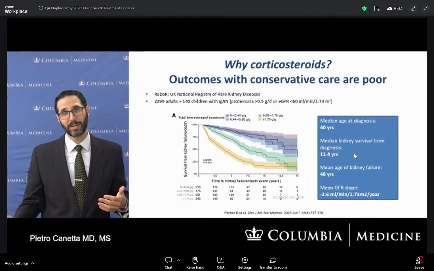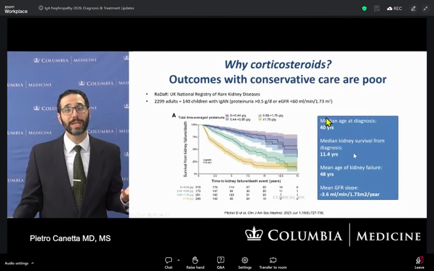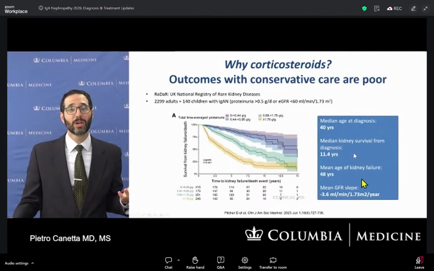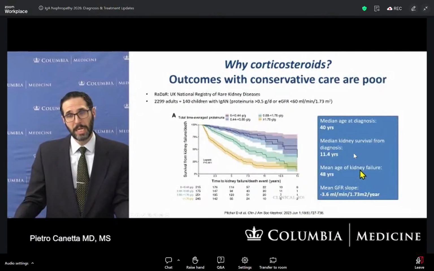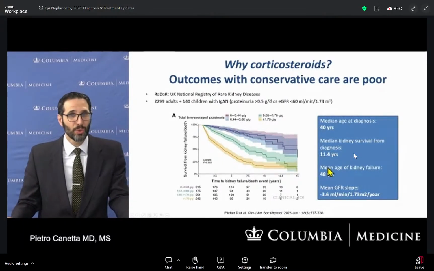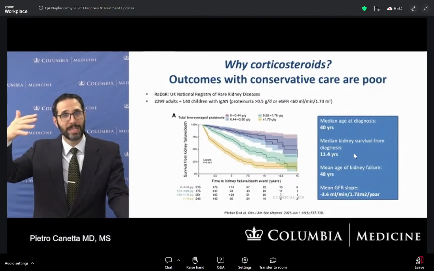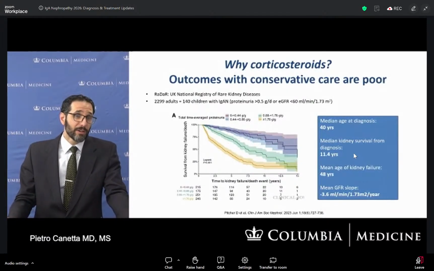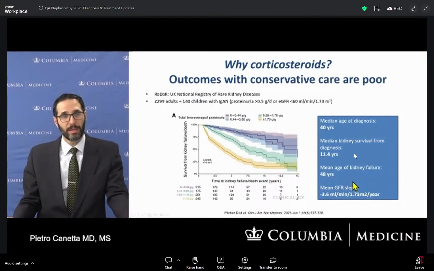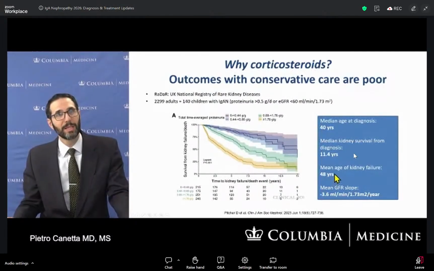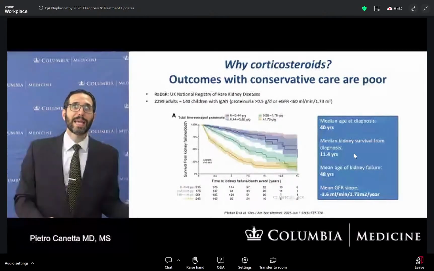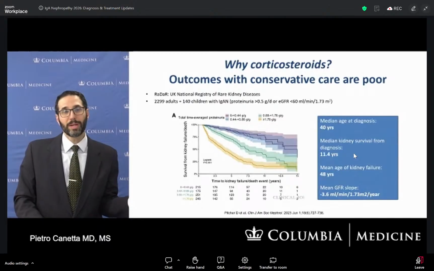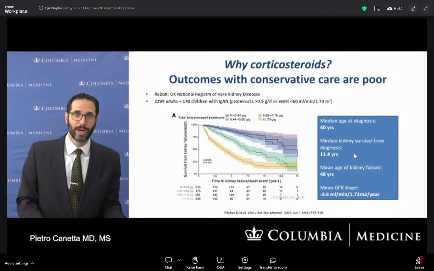So if we look at the RaDaR data, median age of diagnosis is 40, median kidney survival from the time of diagnosis, 11 years, mean age of kidney failure, 48. And that gives us patients who are in the middle of their productive lives, raising families, working, garnering income, et cetera, who are suffering from this disease. And the GFR loss that we're working with, the base case here was 3.6 milliliters per minute per year. And so this really points out that supportive care, it's important, but it is utterly inadequate to get us to where we need to go.